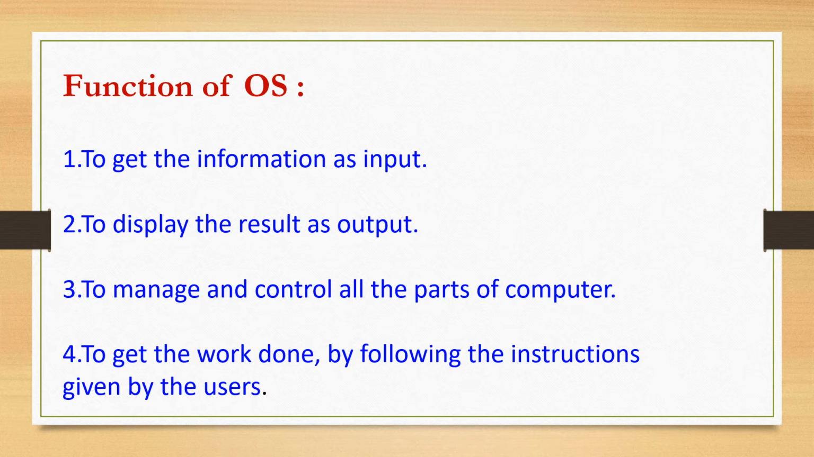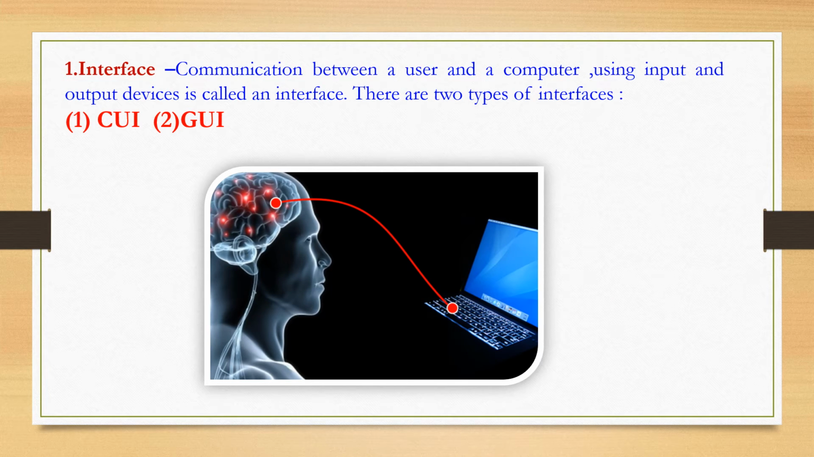So let's see other things as well. Students, you might find these things a little difficult because these things are new for us. First, check what is called an interface. In this picture you can see there is a person and there is a computer system, one laptop. An interface is the communication between a user and a computer using input and output devices. There are two types of interfaces, like we have already discussed.